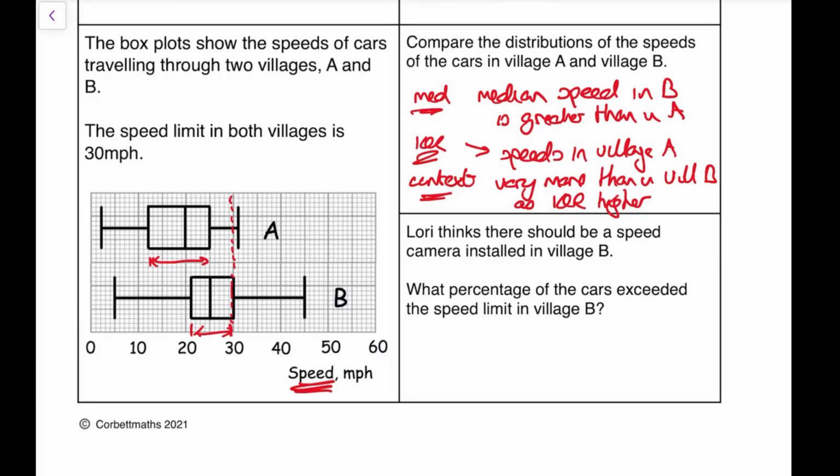Laurie thinks that there should be a speed camera. So I'm now doing this bit down here. Laurie thinks there should be a speed camera installed in village B. What percentage of the cars exceeded the speed limit? Well, this is a good question because this is basically testing your understanding of what a box plot is. Now, a box plot is such that between each line is 25%. So because it's dead on 30 miles an hour and there's a line here and there's a line here, there must be 25% of cars in between. So therefore the answer to this one is nice and straightforward. It's just going to be 25%.